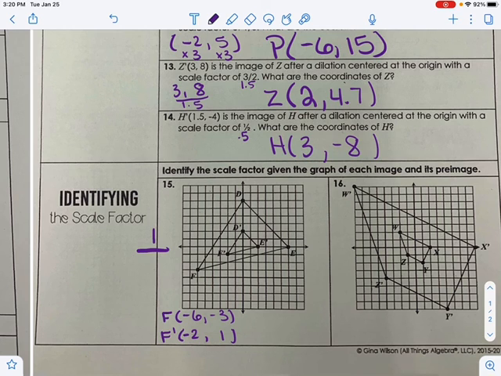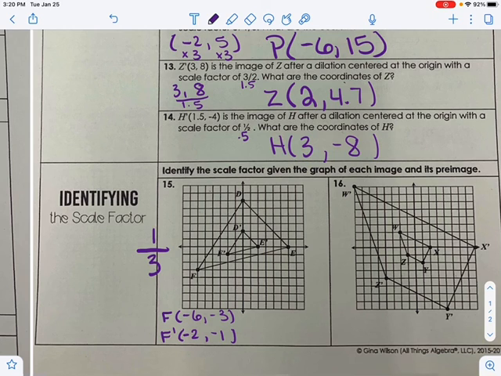And then I'm just going to divide x with x, y with y. So -6 divided by -2 is 3. And then -3 divided by 1 is also, well, it should be -3. But we keep that positive. So I do have a 1/3. Oh my lord, why are words so hard? Sorry, that was -1. A 1/3 scale factor. Let's try it one more time.